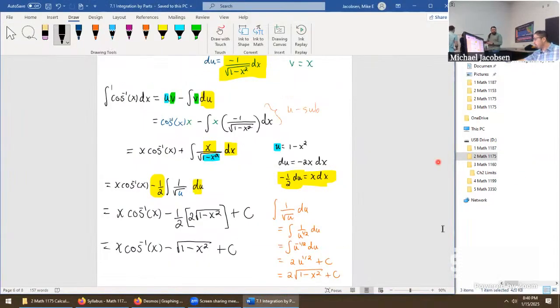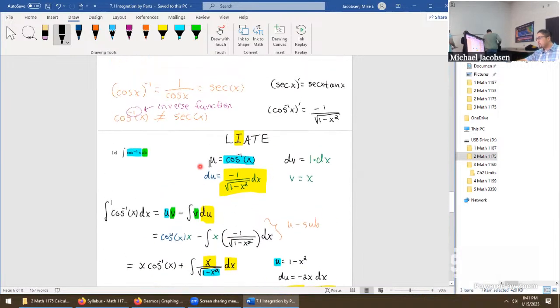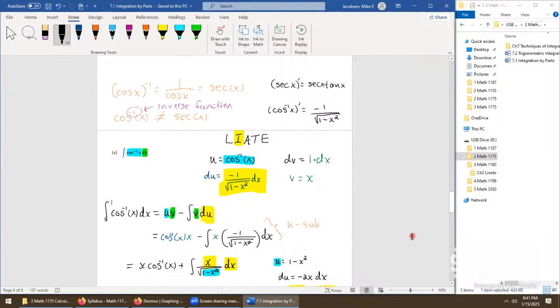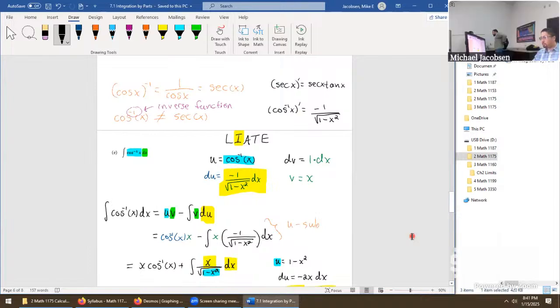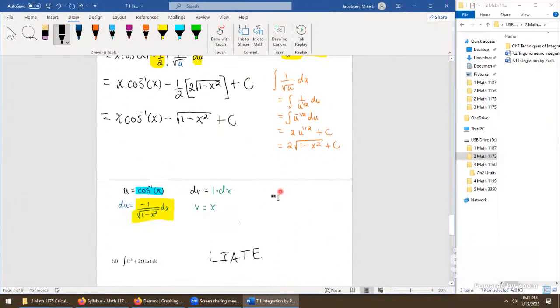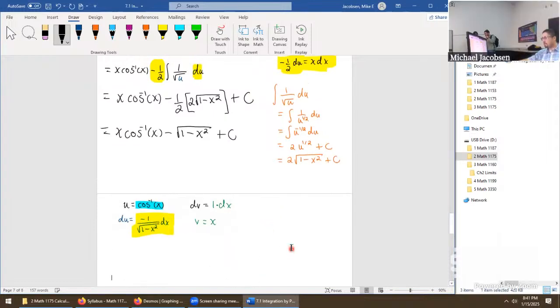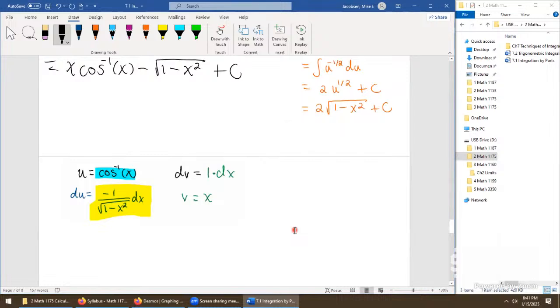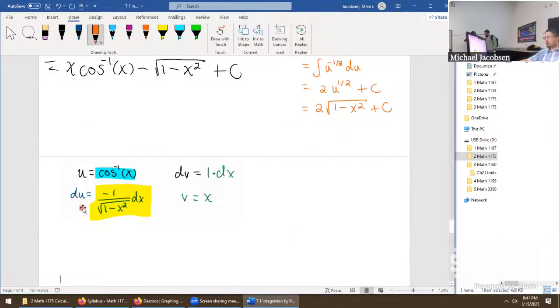And yeah, Easton, I'd be happy to help you out with that. How to find du and v. So you're referring to this du right here and this v right here? Yes. So for those two, let me take a quick screenshot and put it down right over here. So the way to get the du on this column is, whatever u is, it just converts to du. And if you have an x, it turns into a dx on the right.